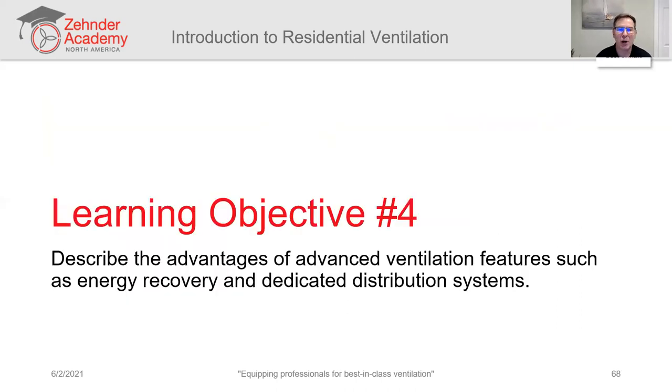All right, so we'll move on and describe the advantages of some advanced ventilation features. All the standards that we talked about don't necessarily require these advanced ventilation features, but we're going to talk about them and why they're worth considering. Code minimum is one thing, but code minimum doesn't typically represent the current thought on best practices. So I'm going to introduce some of that current thought. We're going to look at two features in particular. One is applying energy recovery to a balanced ventilation system. The other is dedicated air distribution systems, or dedicated ductwork, for your ventilation system.